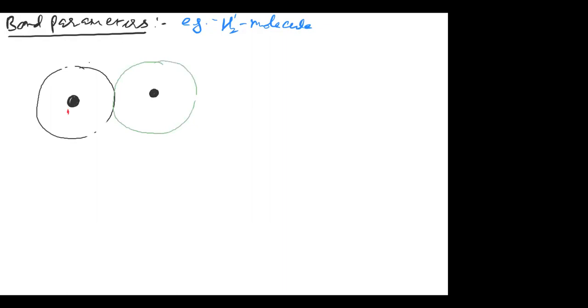Both nuclei are positively charged, and the electrons, e minus and e minus, both have negative charge here. Now the distance between both charges, let's say, is R. If R is the distance between both charges, like charges will repel each other and unlike charges will attract each other. So in this case, it is, let's say, force of repulsion.